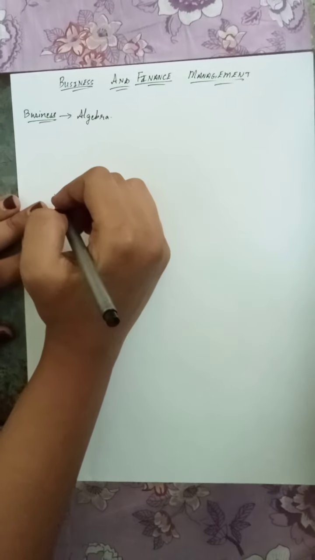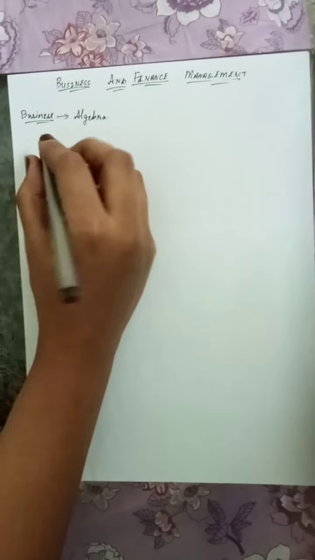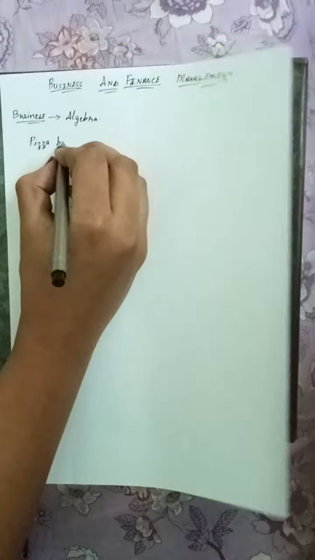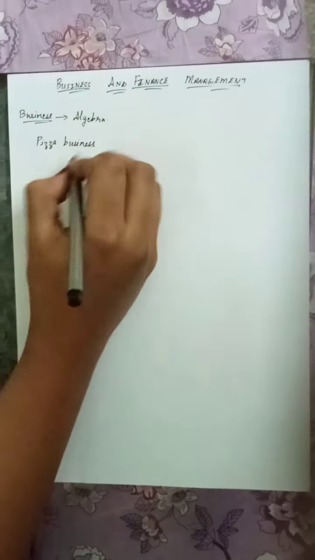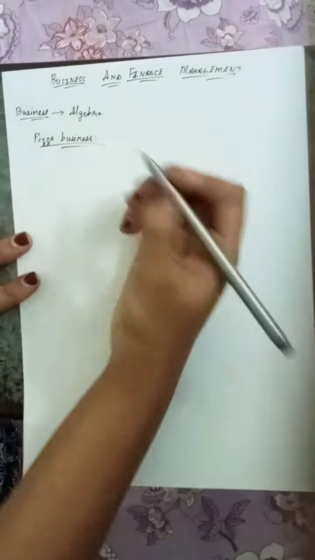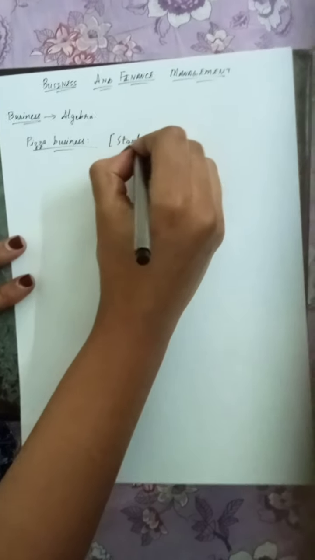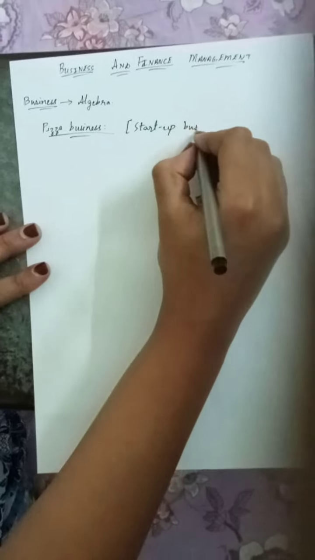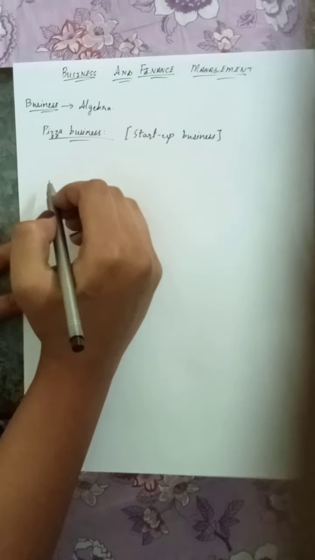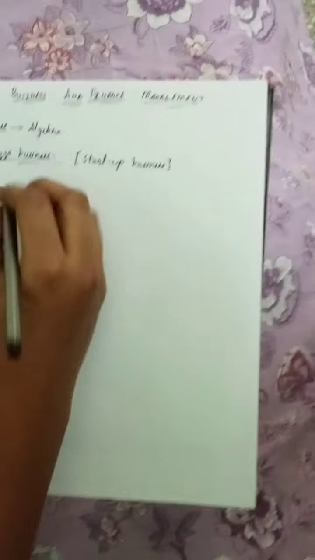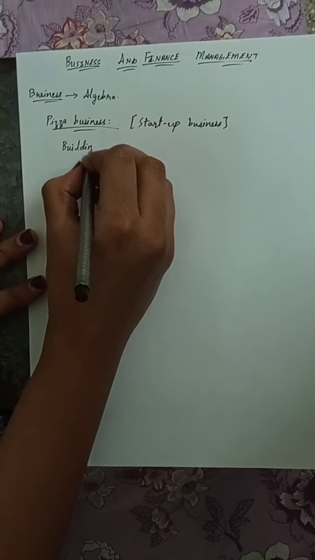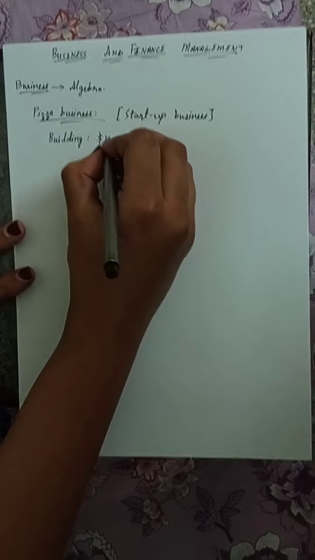So now let us take a small example of any business. I'll take an example of a pizza business. Say I have started a business, that is a startup business. Now in this business, let me consider that I have taken a building for rent. So obviously I'll be paying it every month. So building rent, I'll consider it as $1,000 per month.